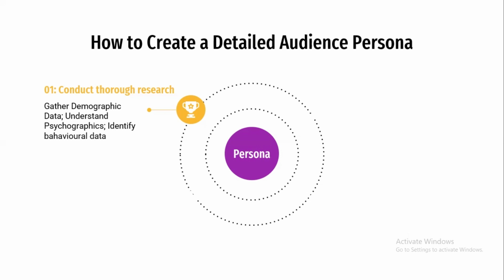Then lifestyle. In detailing their persona, we need to describe their lifestyle, their day-to-day activities. We need to be able to do that. Then we can add personality traits. Are they introverted or extroverted? Are they analytical or are they creative?